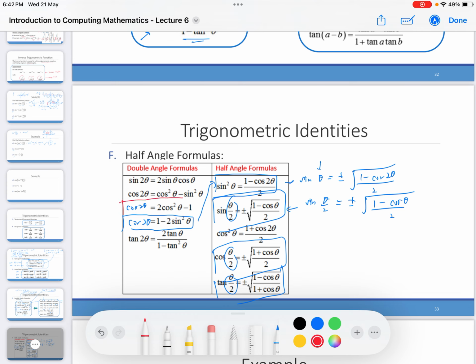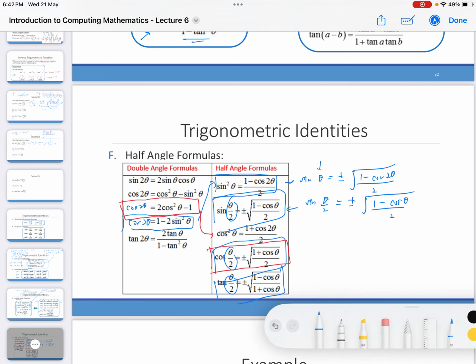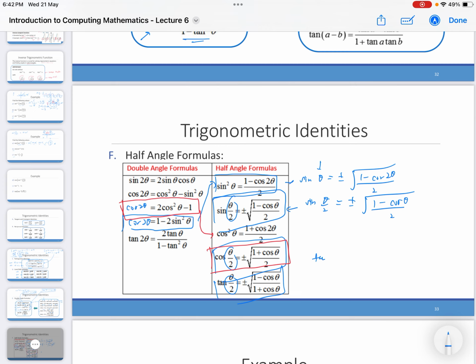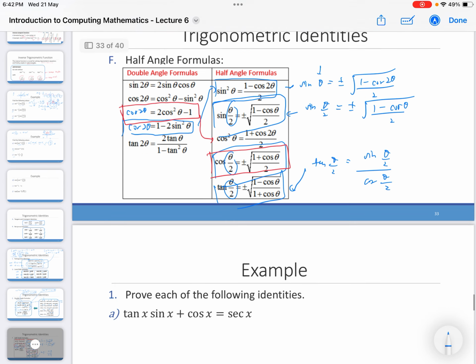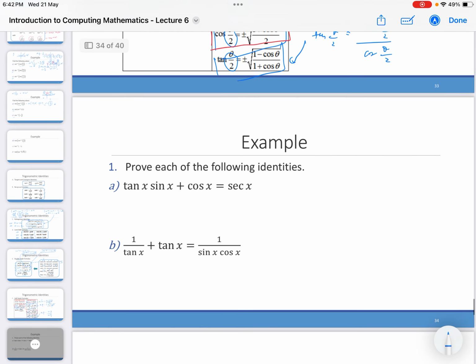We get from this formula, we get this one. And then we do the same thing and we will come up with this. For the tangent theta over 2, it is actually equal to sin theta over 2 divided by cos theta over 2. So that's how we get this one. Okay, now we finish everything, so we can use everything that we have learned to solve trigonometric questions.